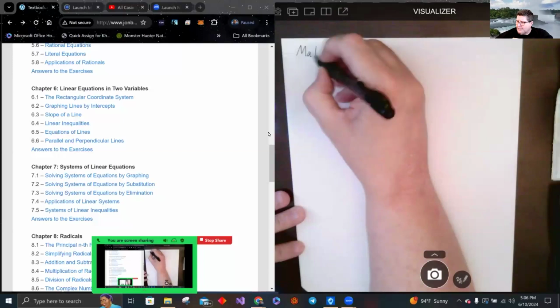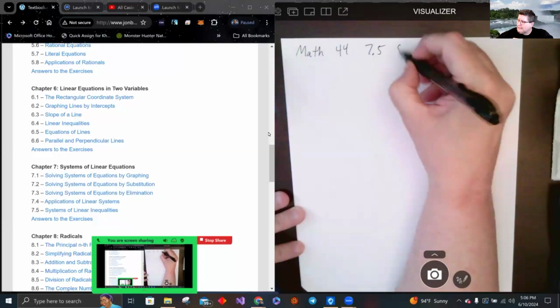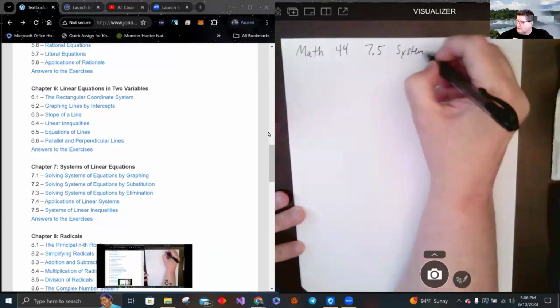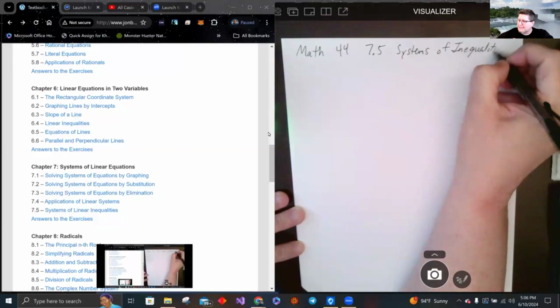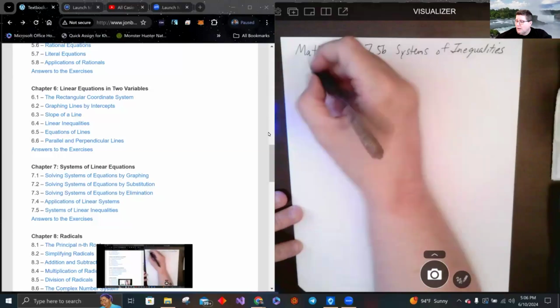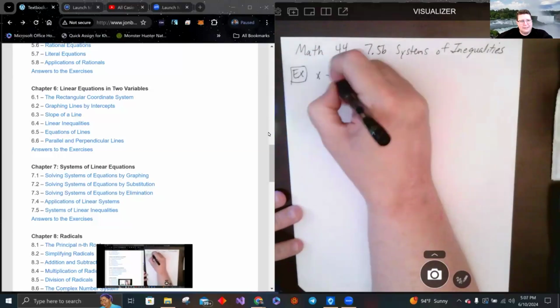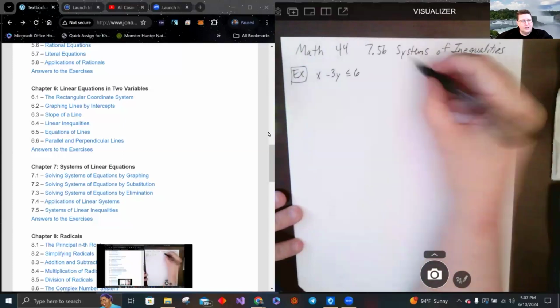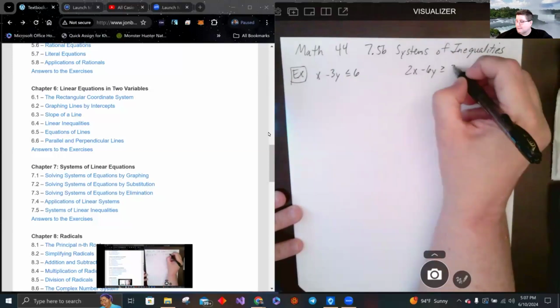We are going to continue on with 7.5 Systems of Inequalities. We explained the rules and did a couple examples last time. This will be 7.5 B. Let's do some more. Our first example will have x minus 3y is less than or equal to 6, and 2x minus 6y is greater than or equal to 3 or 6.